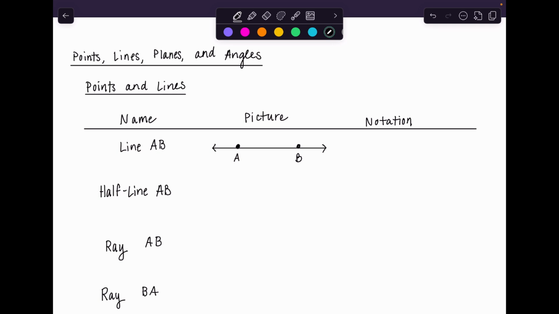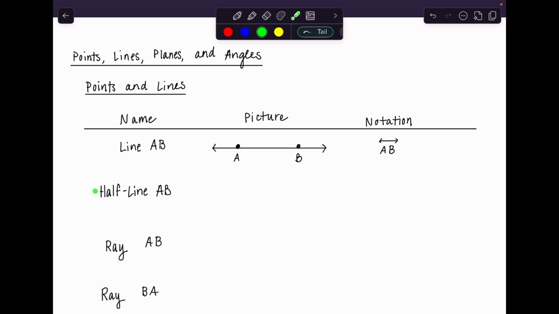So notationally what we do is we say, okay, A and B are the 2 points that define the line, and then to indicate it's a line, we literally draw the same shape above it. If we talk about a half line, anytime you think of half, it's really half of a normal line. So instead of continuing on forever in both directions, you're going to continue in one direction forever.